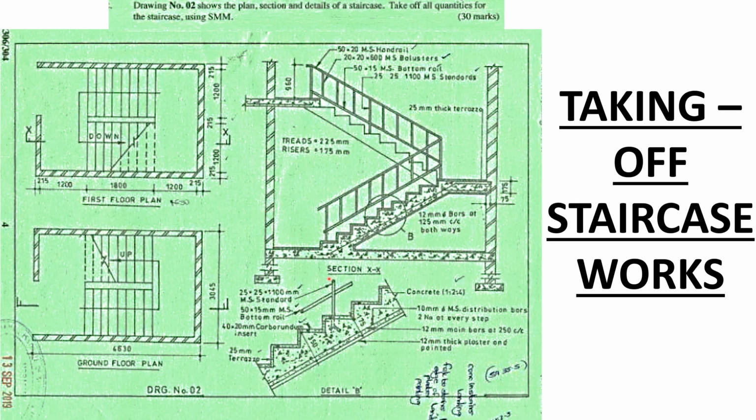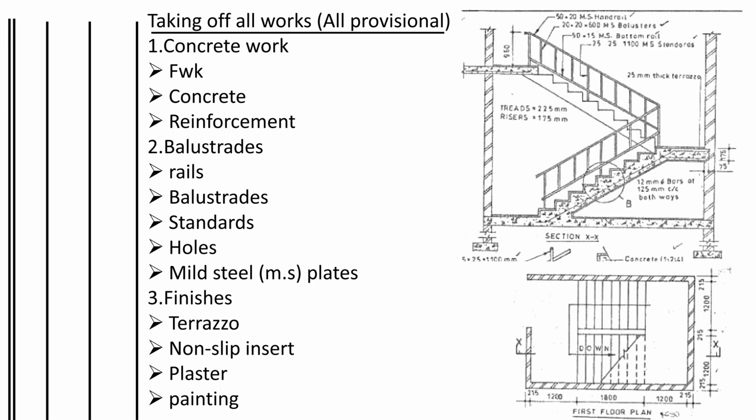So we shall kick off taking off the staircase works. When you are taking off staircase work, we'll start with the concrete work. When you are doing concrete work, we will do first the formwork. We shall calculate all the formwork that we shall require for the staircase. Then we shall go to concreting. How much concrete do we require? These ones where it's sloping, at the landing, it slopes again. Alright, then we have the reinforcement. We shall calculate the reinforcement.